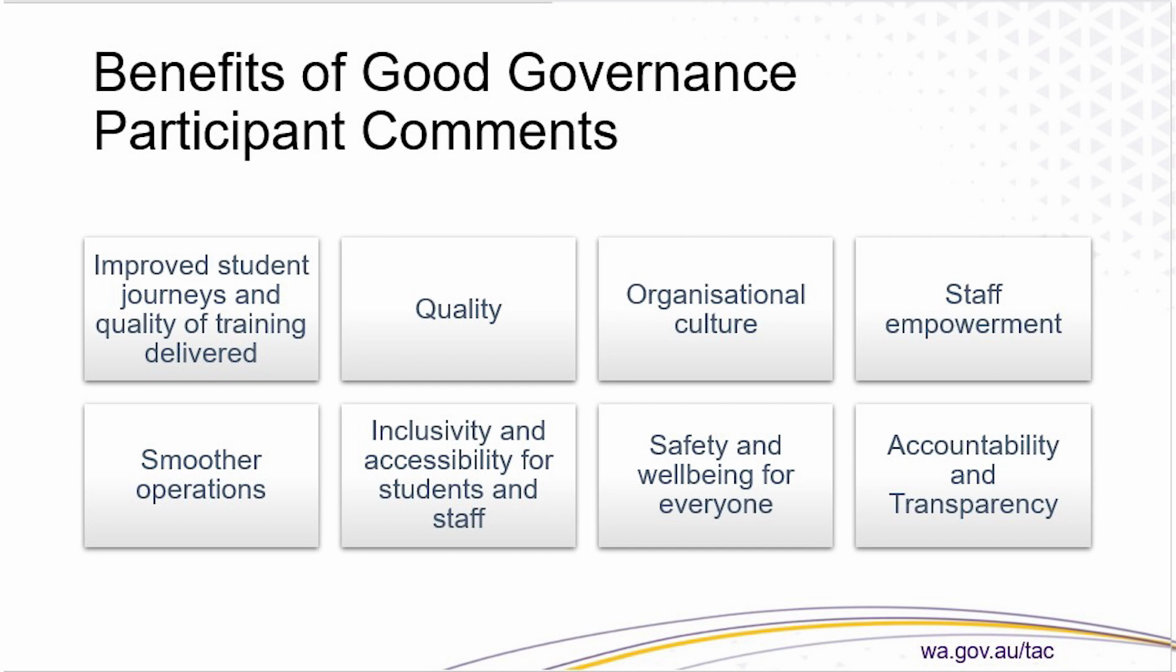Yes, definitely improving the student journey. And that's, again, linked to the quality of training. We've got quality sitting there. Culture, yes. Staff empowerment, fabulous. Yes, definitely. Smoother operations, often efficiency and effectiveness, which links back to the quality comments. Definitely inclusivity and accessibility for students and staff. And we're often very focused on our students and we forget about the staff sometimes that sit in the organisations as well. So I'm glad you put that there, Amy. Thank you. Safety and wellbeing, yes. Okay.